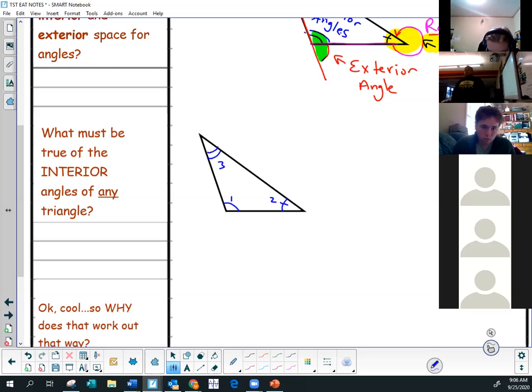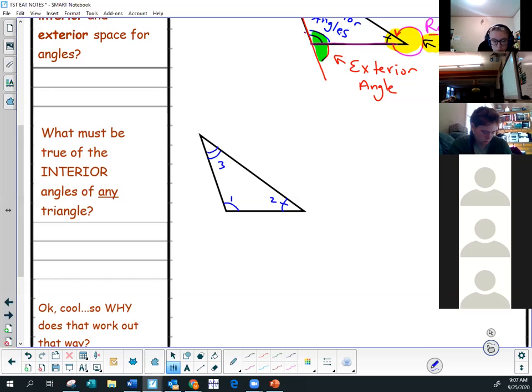I have a feeling this is purely review at this point, but let's go ahead and say it out loud anyway. What must be true of the interior angles of any triangle? What's the rule? Don't they add up to equal 180? So make it a statement. Even if it's wrong, I still want it as a statement. So what's true of all the interior angles of any triangle? They add to 180 degrees.